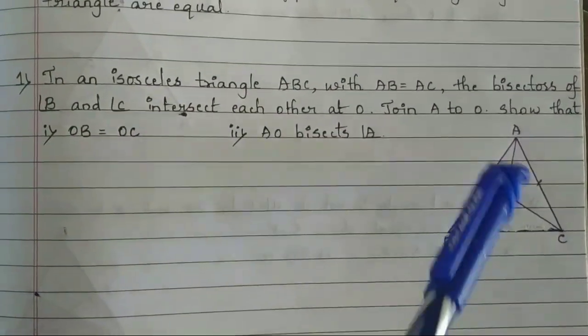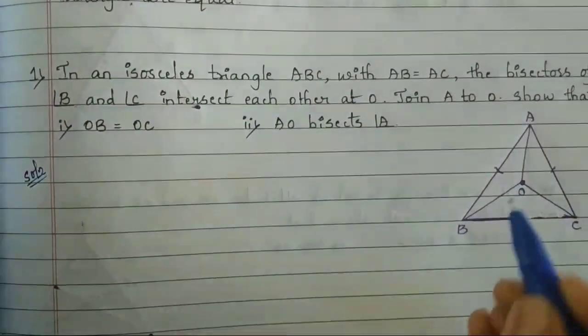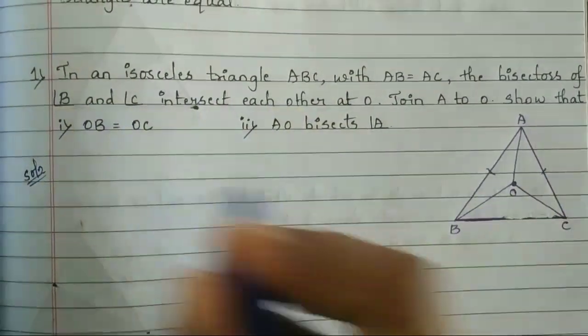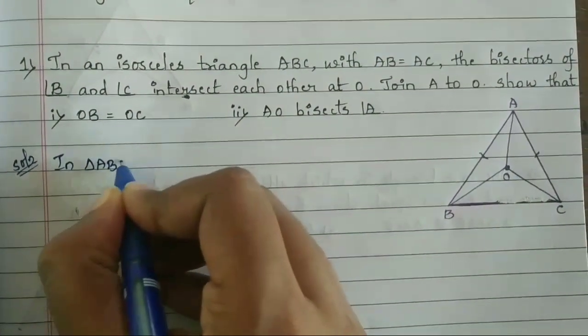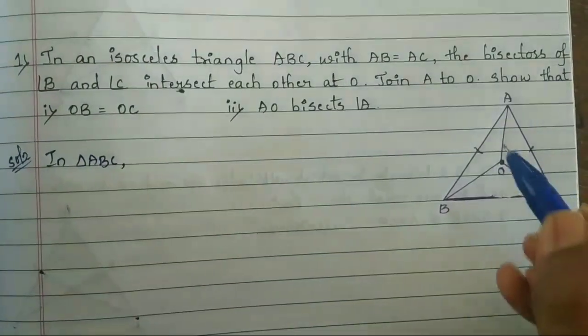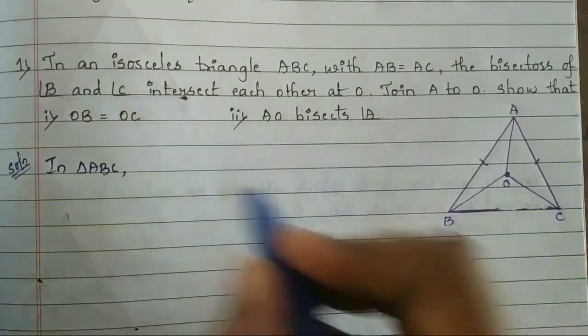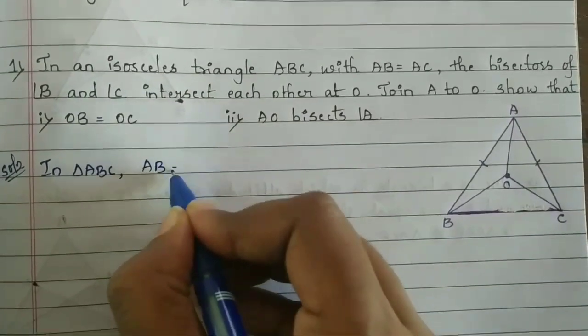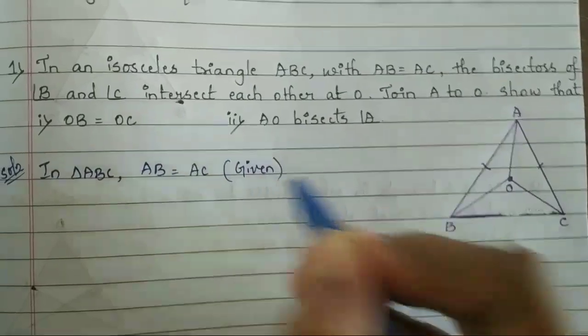Okay, then we'll start with the answer. So here, first, what we have to do is take triangle ABC. In triangle ABC, one thing is already given, that is AB is equal to AC. AB is equal to AC is already given.